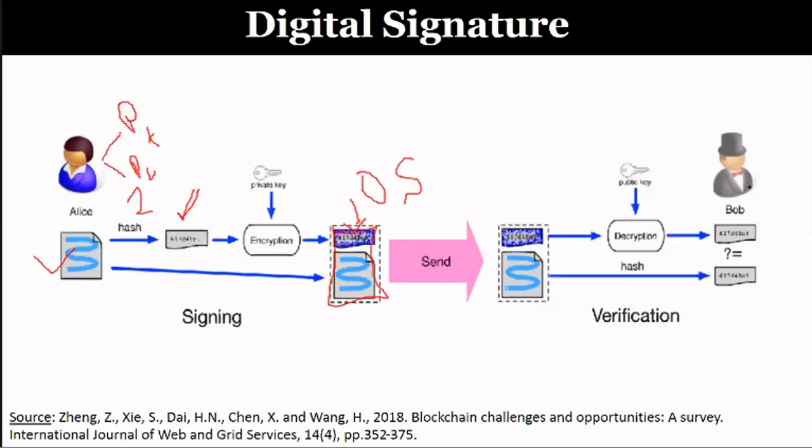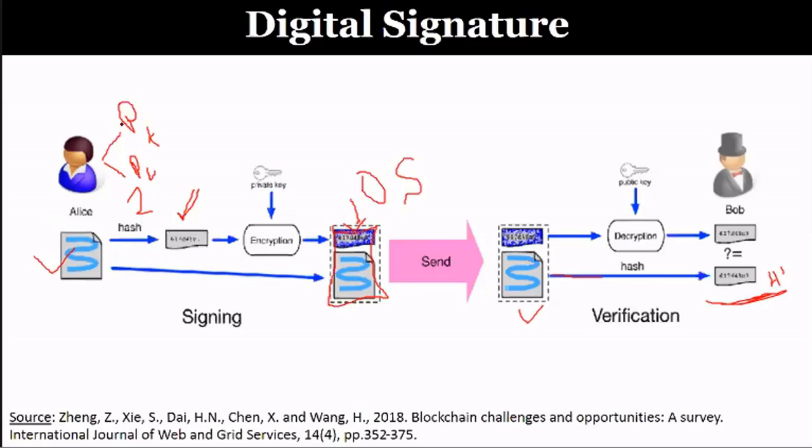Now, how does Bob verify that this data is actually coming from Alice and not from somebody else? Let's see that. What Bob does is, it takes the data and hashes the data to get the hash value, right? So this is, let's say, hash value 1. Then it has the digital signature which it has received from Alice. It takes the digital signature and decrypts it using the public key of Alice.